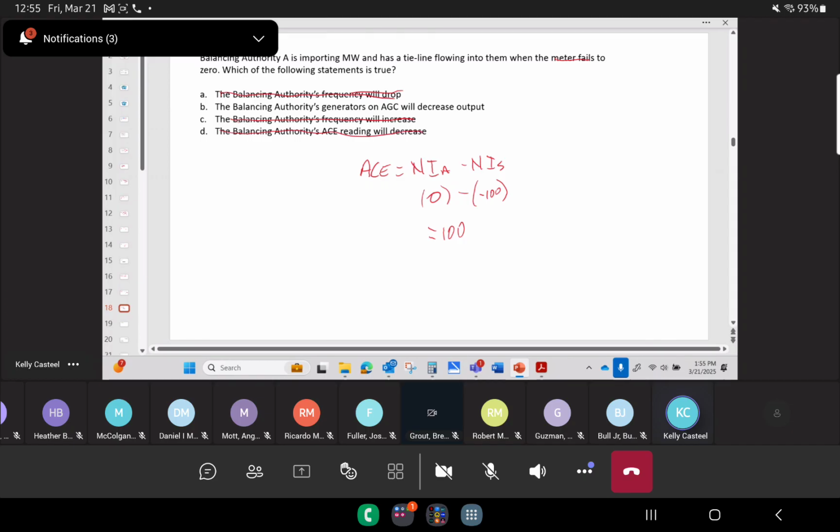So now we can eliminate that one. And let's see if this one sounds right. Balancing authority generators on AGC will decrease output, which they would do if your ACE indicated a positive, then your units on AGC will start to decrease output. So essentially, if you're importing megawatts and the meter fails, then your ACE is going to go positive. Questions or comments on that?